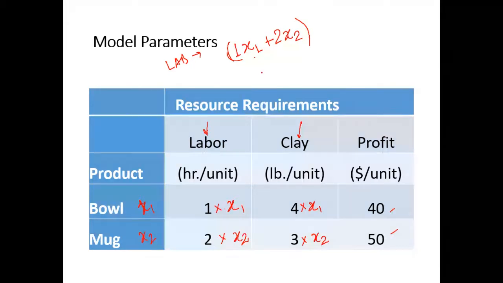This is the total labor required for making x1 and x2 combined. So I am going to produce mugs or bowls. When I add them together, this is the total labor requirement. But what is the constraint? Who will tell? What is the constraint for labor?